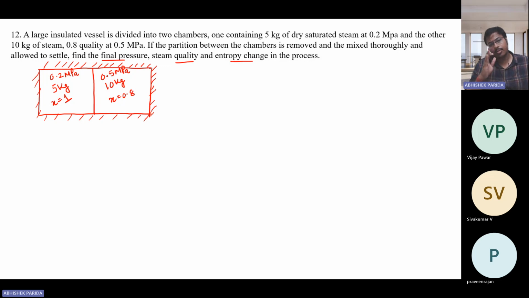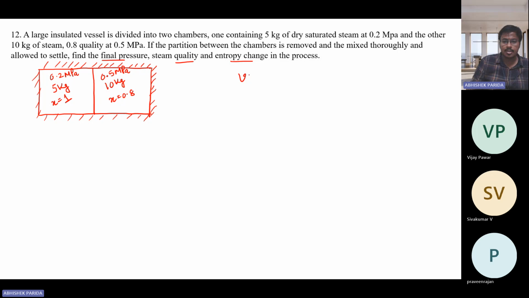First of all, it is a large insulated vessel, so total volume is constant. That you keep in mind. This is such a big and difficult question. To start with, a large insulated vessel is divided in two chambers. In one chamber, we have dry saturated steam.